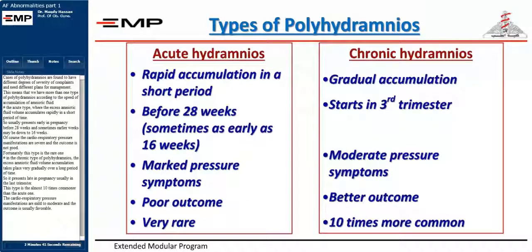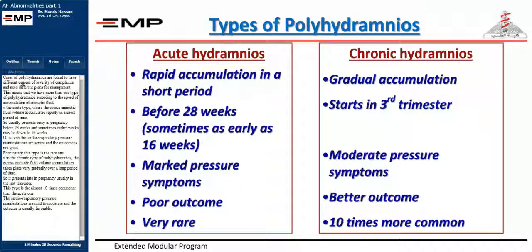Cases of polyhydramnios are found to have different degrees of severity of complaints and need different plans for management. This means that we have more than one type of polyhydramnios according to the speed of accumulation of amniotic fluid. The acute type, where the excess amniotic fluid volume accumulates rapidly in a short period of time, usually presents early in pregnancy before 28 weeks, and sometimes earlier, maybe down to 16 weeks. Of course, the cardiorespiratory pressure manifestations are severe and the outcome is not good. Fortunately, this type is the rare one.